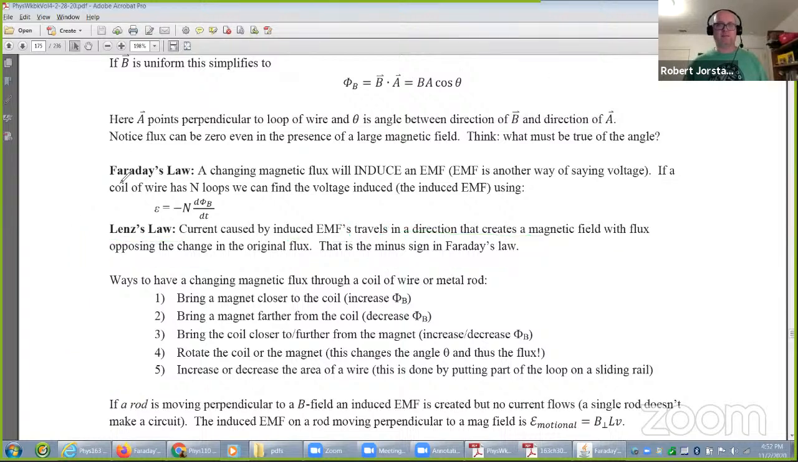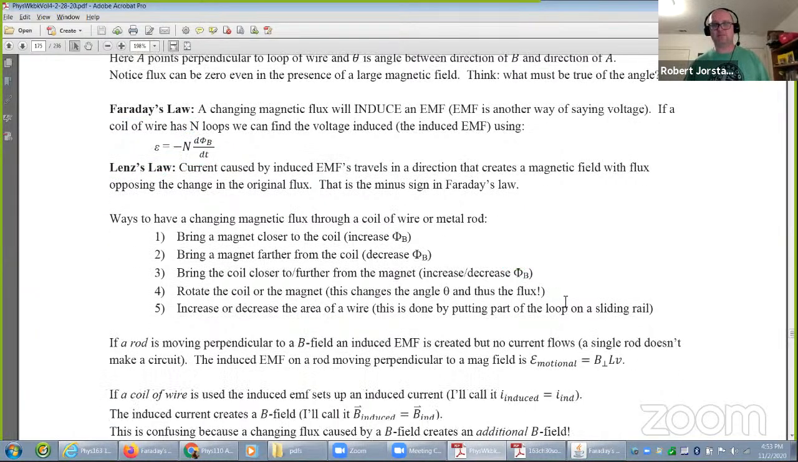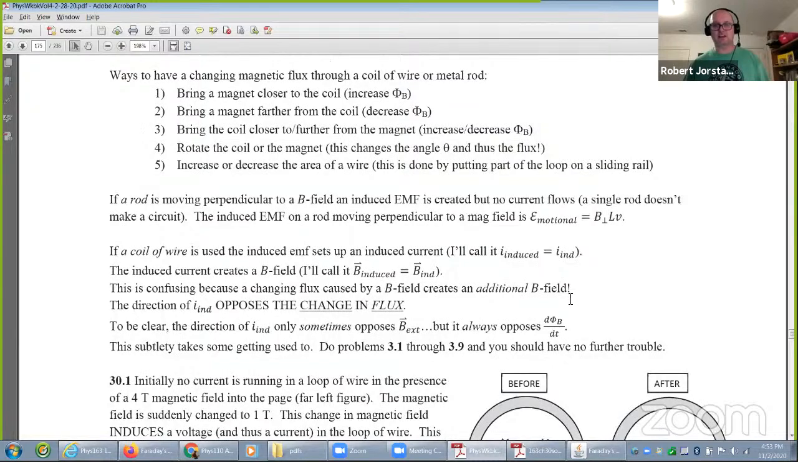So just to point out, you might hear about Faraday's law. That's this equation. Lenz's law itself is explaining the minus sign in detail, and it's no joke. We already talked about some ways you could do this. There's some different things you could do. You could actually change the area of the wire in a loop by putting part of a loop on a sliding rail, and we'll see that soon. Okay. This is probably my favorite part of the course, everybody. I think you're going to have a good time.